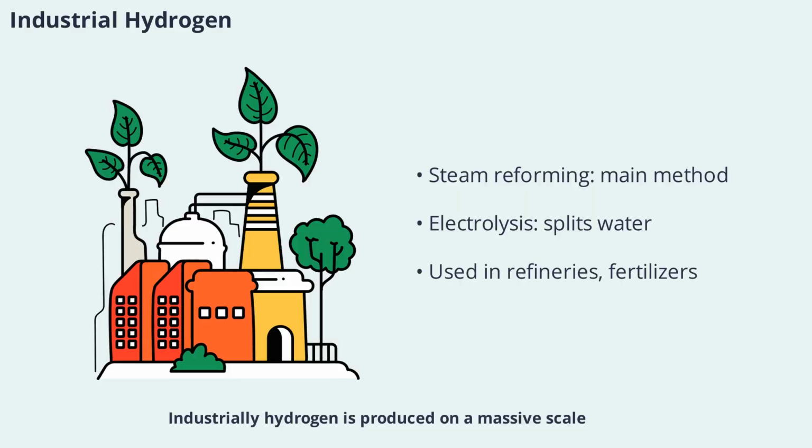Industrially, hydrogen is produced on a massive scale. The main method is steam reforming, where natural gas reacts with steam to produce hydrogen and carbon dioxide. Another method is electrolysis, splitting water into hydrogen and oxygen using electricity. These processes supply hydrogen for use in refineries, fertilizer production, and more. Industrial hydrogen is a key player in many modern technologies.